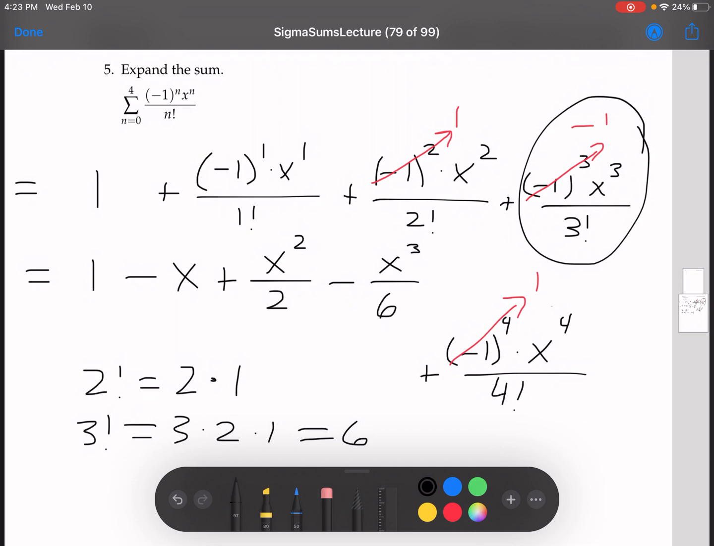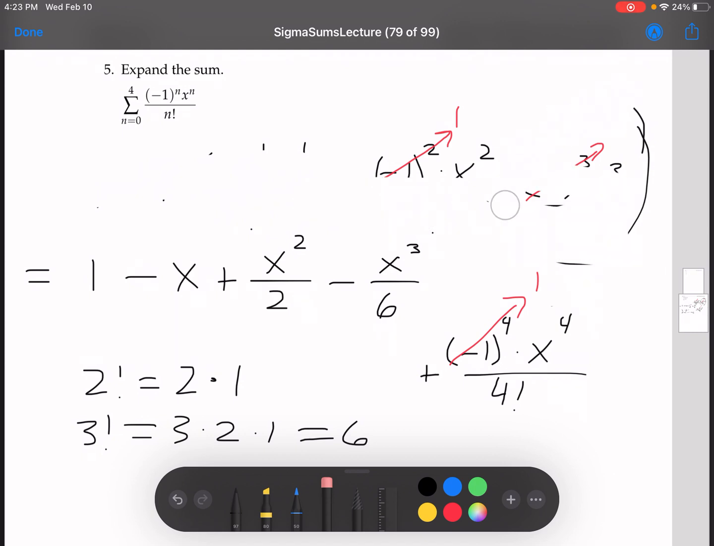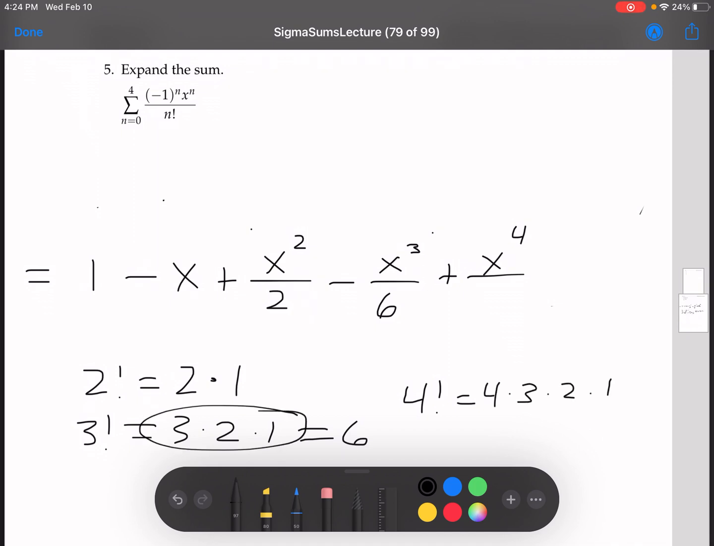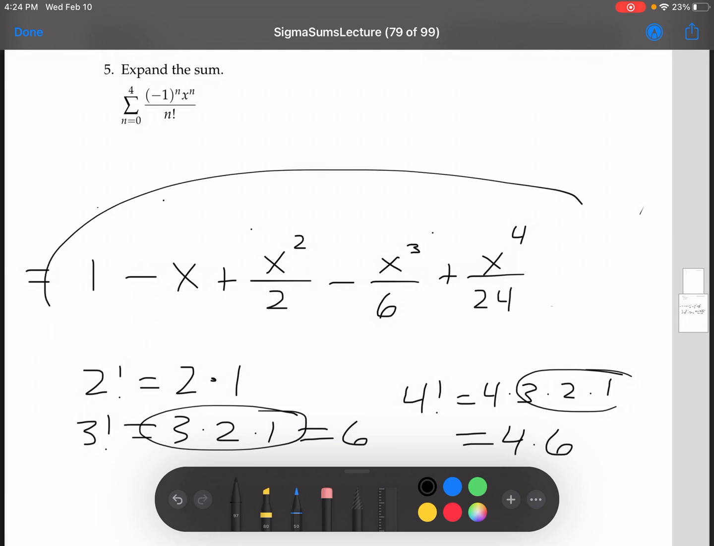And now we're going to have this last term in there, and we'll have plus x to the 4th over 4 factorial. 4 factorial is 4 times 3 times 2 times 1. Notice that this right here is exactly that right there. So this is equal to 4 times 6. 4 times 6 is 24. So that is our answer.